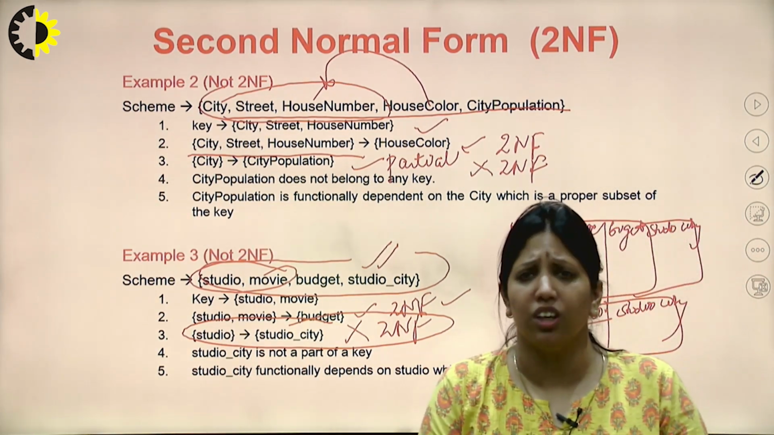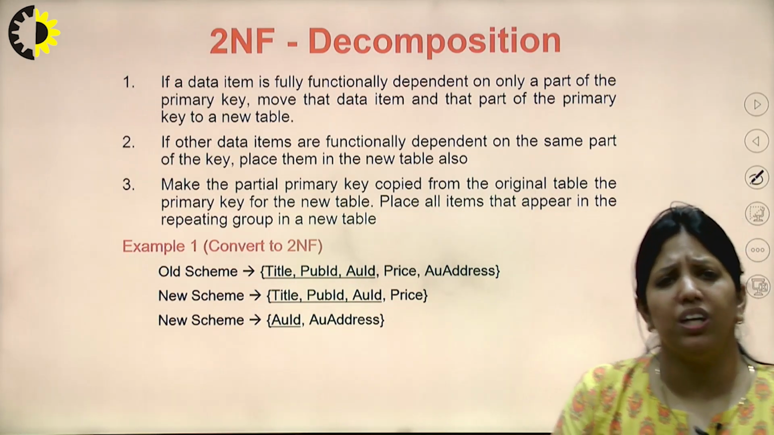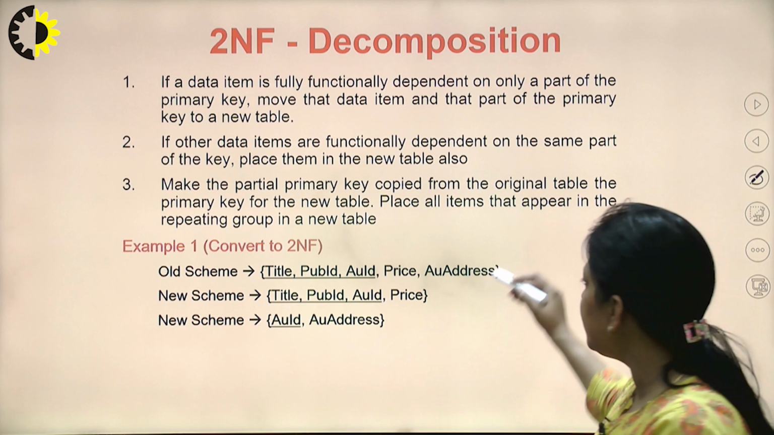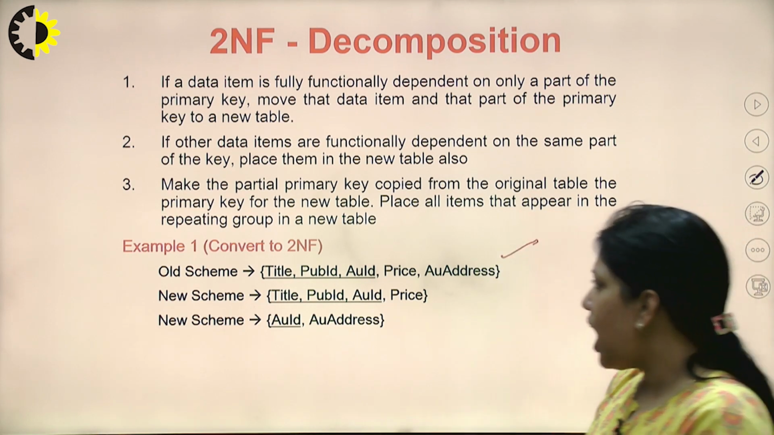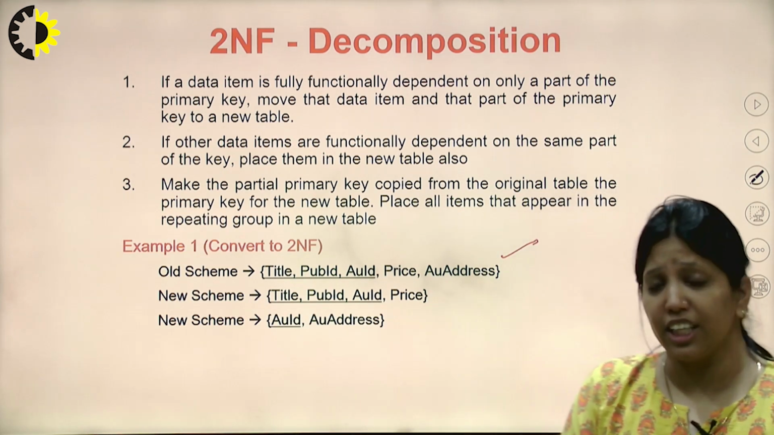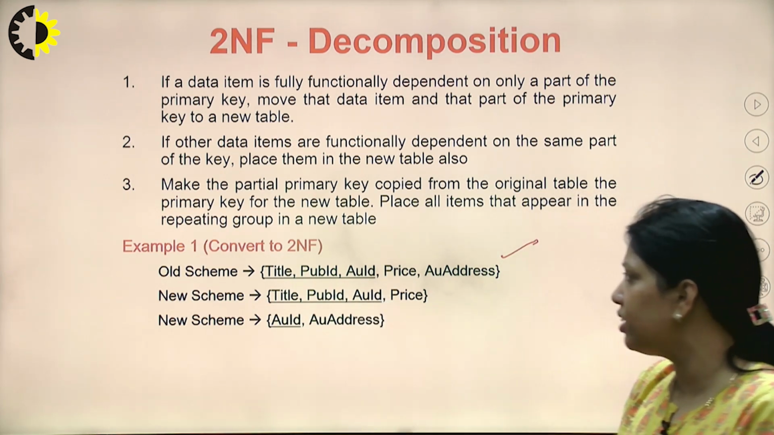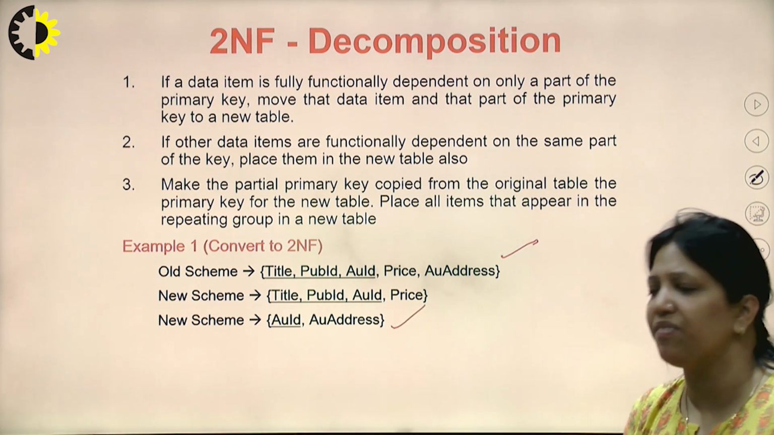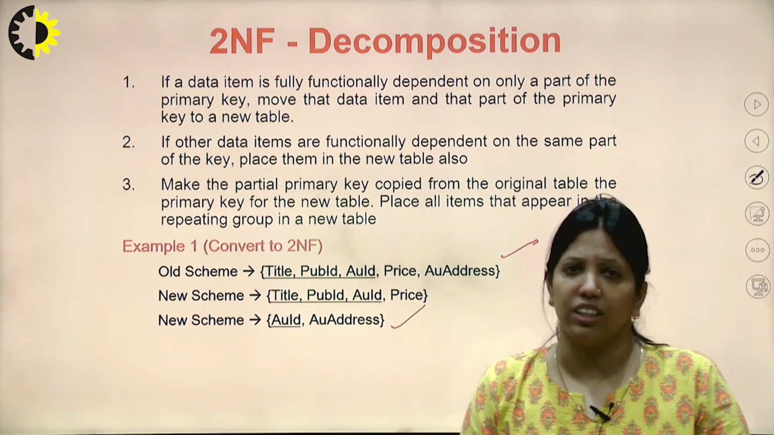If a relation is not in second normal form, then we convert that relation into second normal form by making a new table. For example, this is our old schema, and we see that this relation is not in second normal form. Then we make a new table for this relation, and again a new table for this relation. In this way, we have decomposed any relation that is not in second normal form.